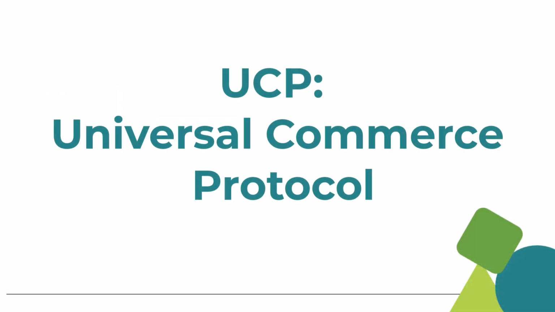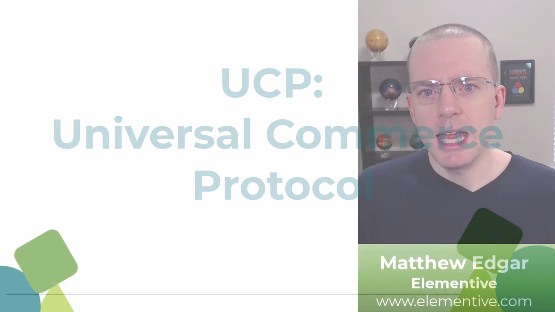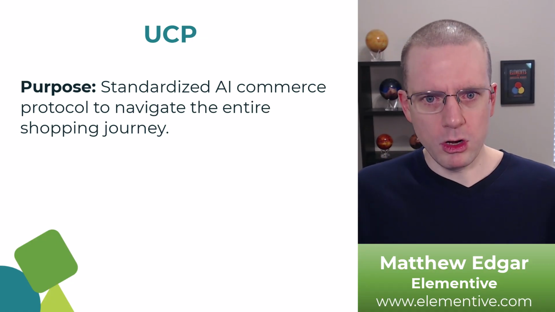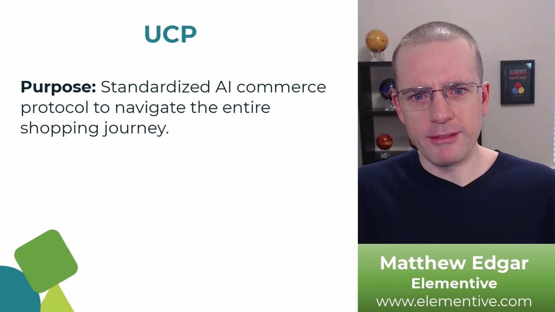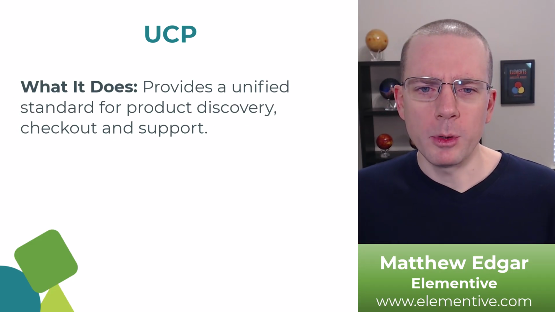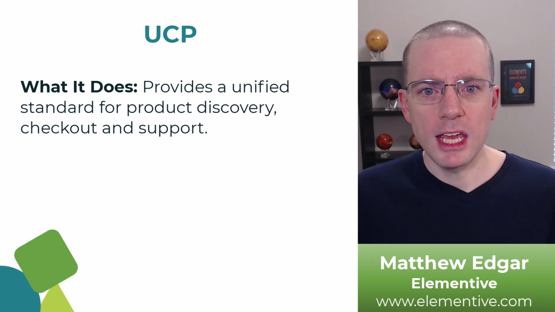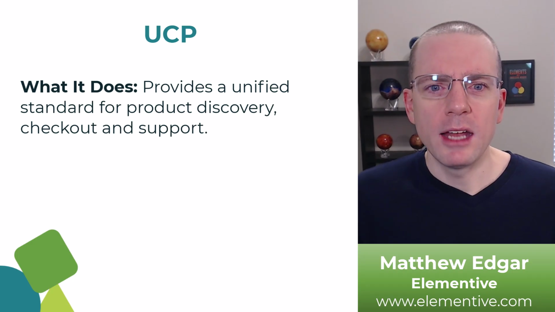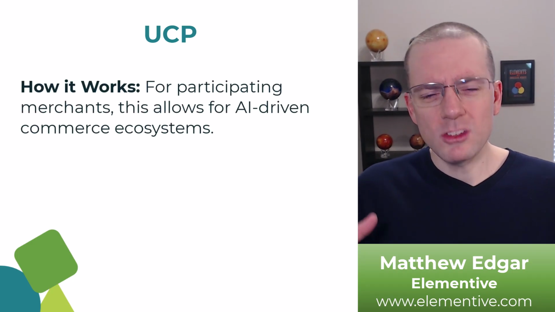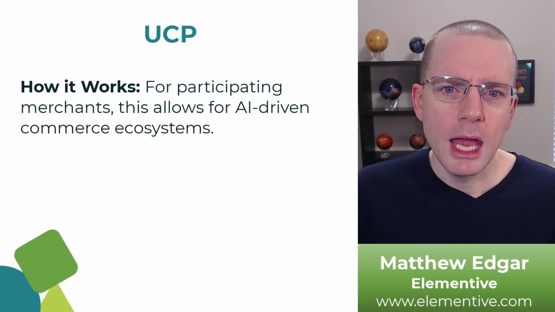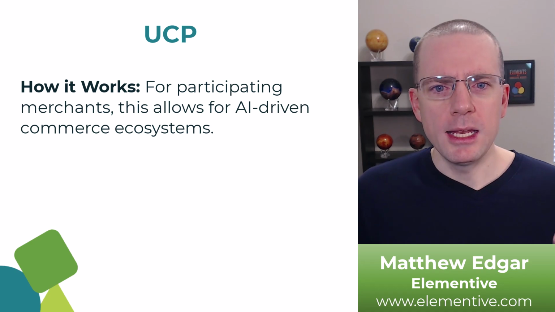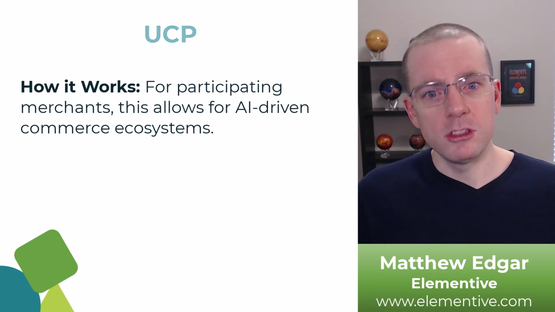Another protocol we have is the Universal Commerce Protocol, or UCP. So UCP is a standardized AI agent-driven commerce protocol, and it helps agents navigate the entire shopping journey. So it provides a unified standard that agents can use to handle product discovery, product checkout, payment, and also post-purchase support. And this only works for participating merchants. Right now, Google is planning to use UCP with Merchant Center in AI mode and within the Gemini apps.